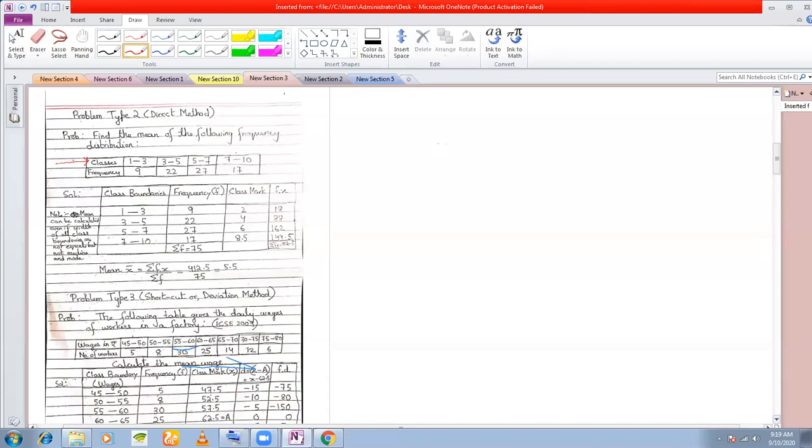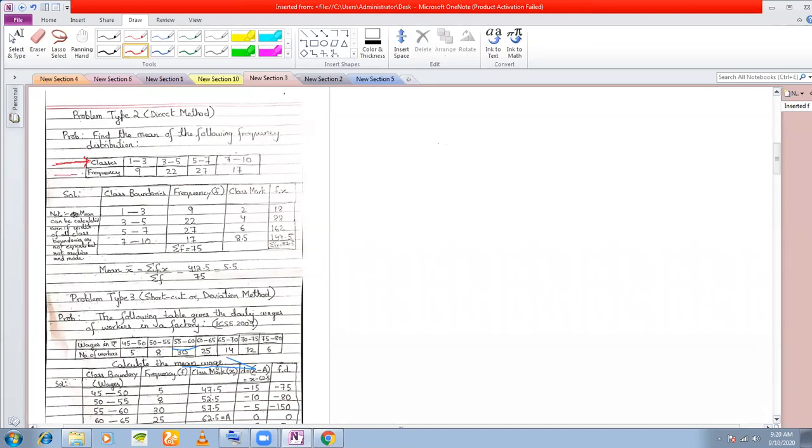Whenever class intervals are given, we are actually finding out the mean of the class intervals. Frequency is not our variable. Frequency is just extra information that will help us in calculating the mean. We are actually finding out the mean of the classes. So this is what we have to find out.